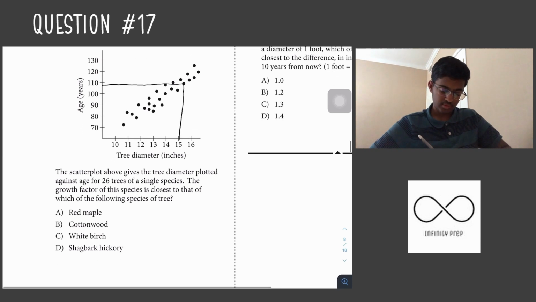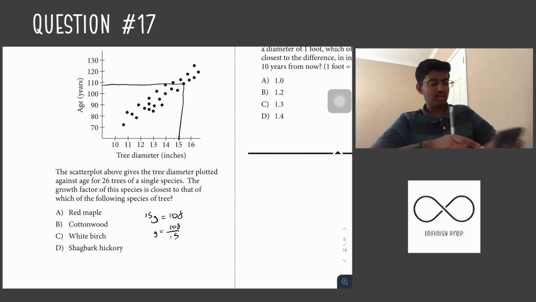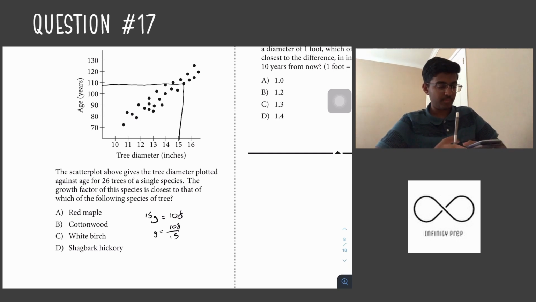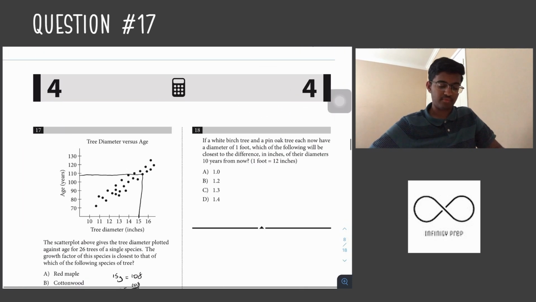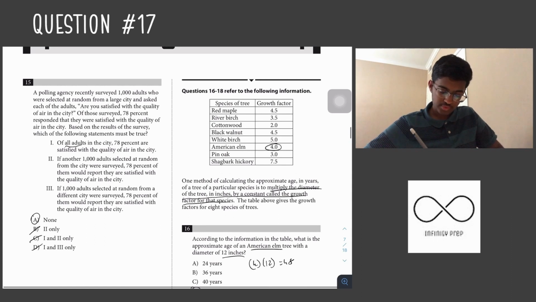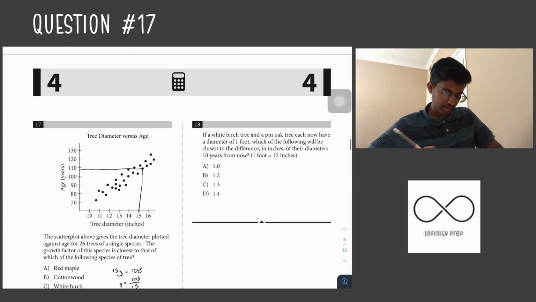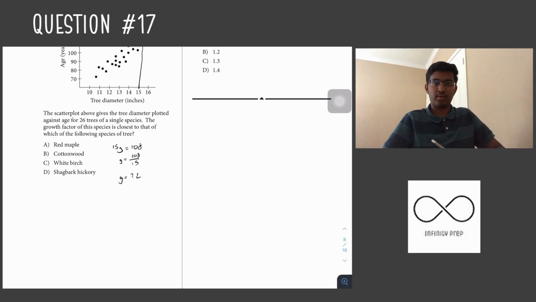So to find the age, you need to multiply the growth factor by the tree diameter. So we have the tree diameter here of 15 inches times the growth factor, G, equals 108. So it'd be G equals 108 over 15. And if we put that into the calculator, we get 7.2. So the growth factor is approximately 7.2 for the species in the graph. And this is closest to the shagbark hickory, and this is in fact our answer choice, which is D.